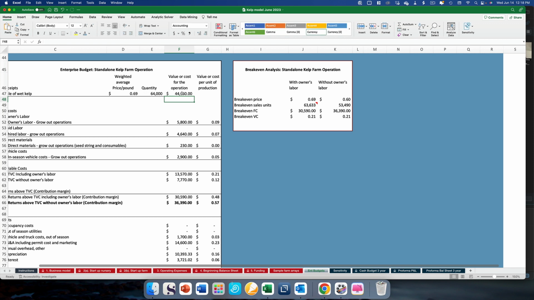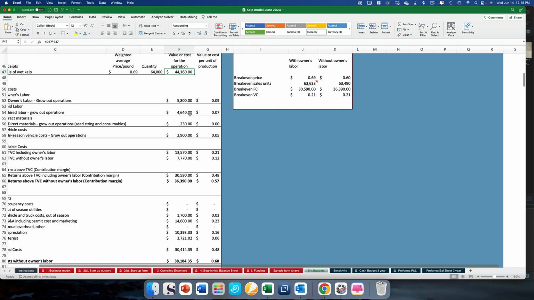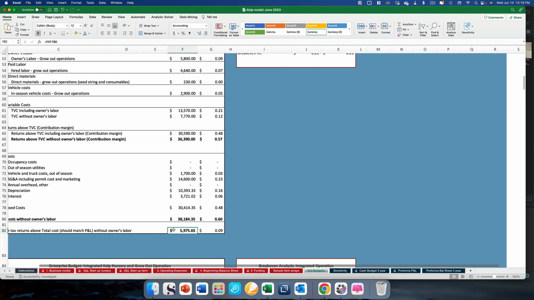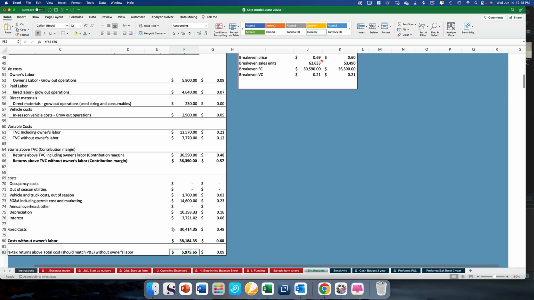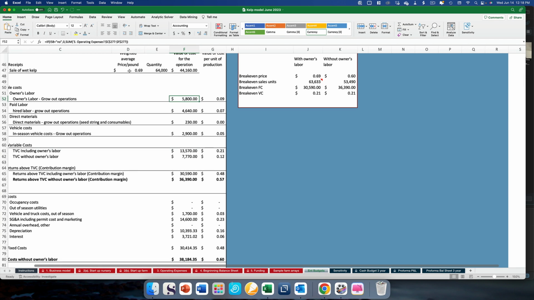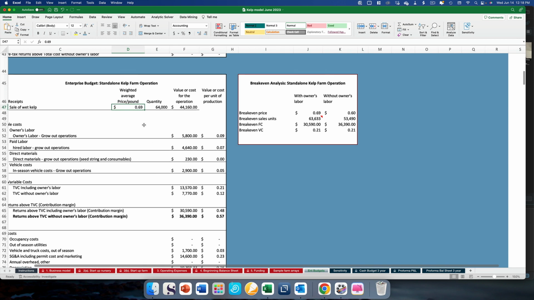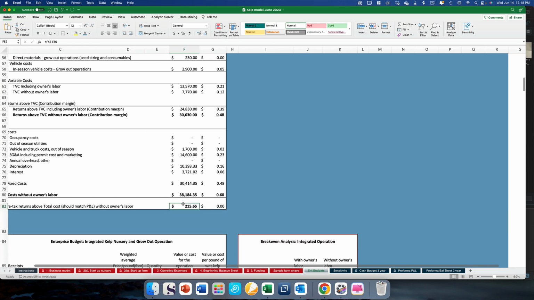right now I've got revenue of 44,000 and a profit of 5,900, which should just about match what we're implying is the cost of owner's labor, or the opportunity cost of the owner's time. If I change this to 60 cents a pound, without the owner's labor, that's our break even. This value down here, the pre-tax returns, should be right around 0. So let's try that. There it is, pretty close to 0.